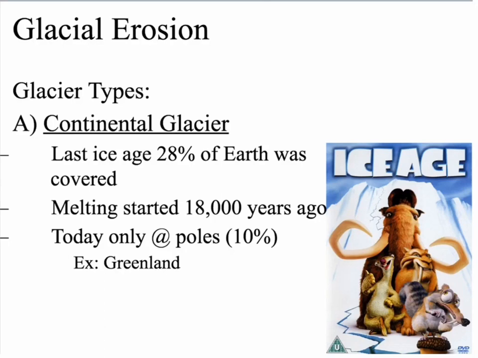Those were very prevalent during the Ice Age. Maybe you've seen the Ice Age cartoon movies. The melting of that started about 18,000 years ago and ended about 10,000 years ago. So we've been out of an ice age for about 10,000 years now, and we'll talk more about that later. Today you can only find them basically at the poles, about 10% of the Earth, Greenland, Antarctica, places like that. Of course, you should be copying these down in your notebook, by the way.